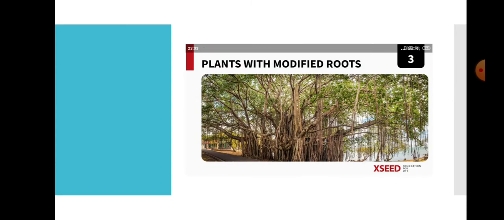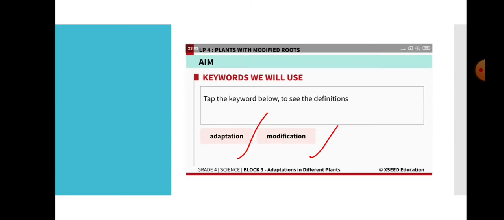In these modified roots, at first let us see the keywords. The first keyword, that is your adaptation. And the second keyword, that is your modification. Modification means change. So before knowing about different modifications in the roots, let us first learn about root systems and root parts.